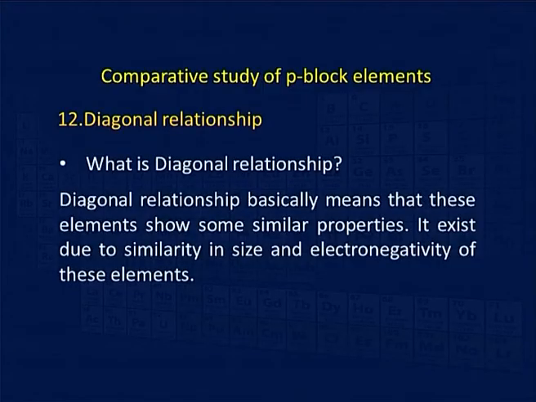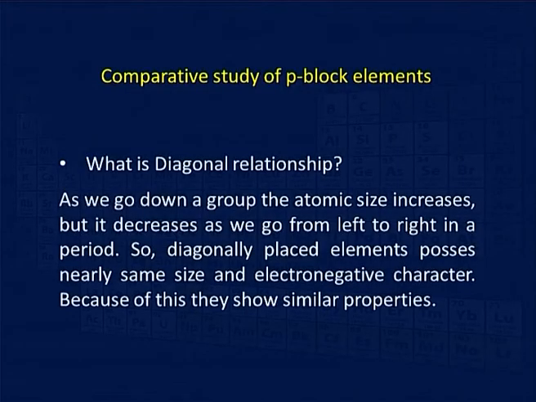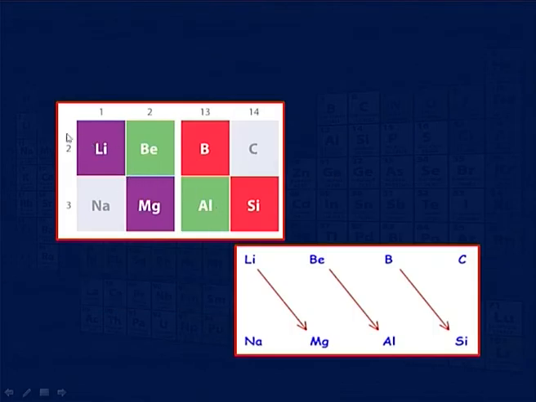The diagonal relationship basically means that these elements show some similar properties. It exists due to similarity in size and electronegativity of these elements. As we move down a group, the atomic size increases, as I have discussed, due to the addition of orbitals on moving down, but it decreases when you go from left to right in a period. So diagonally placed elements possess nearly the same size and electronegative character, just adjacent at the diagonal. Because of this, they show similar properties. This is the presentation for the diagonal relationship.